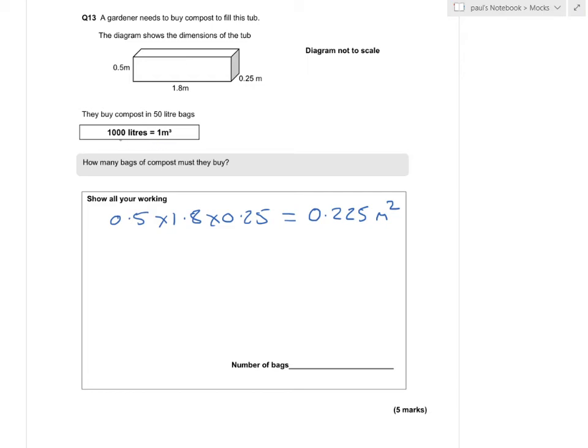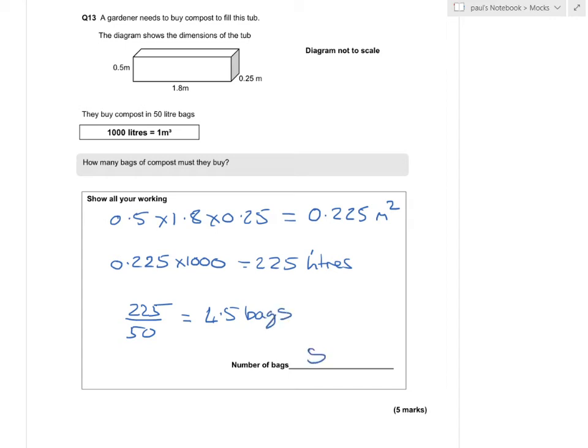Now, 1,000 litres is 1 cubic metre, so we're going to do that to find out how many litres. Multiply that by 1,000, which equals 225 litres of compost. Now they come in 50-litre bags, so 225 divided by 50 is 4.5 bags, and then we'll round up to 5 bags.